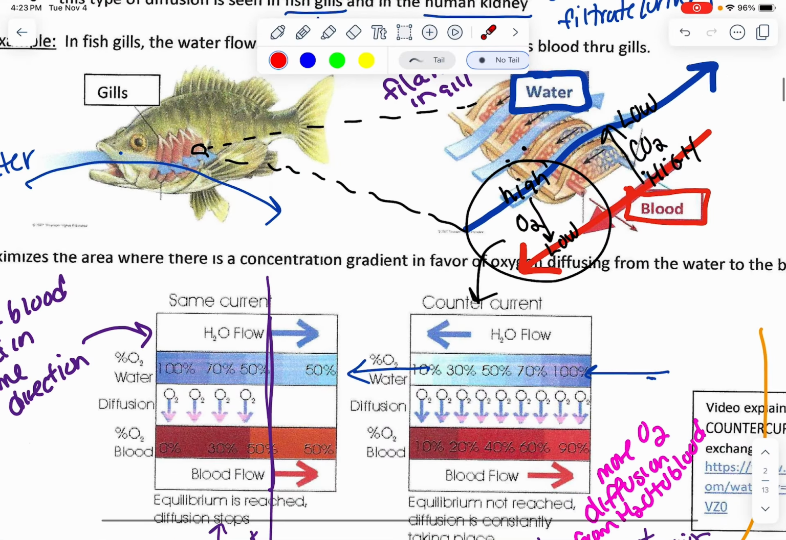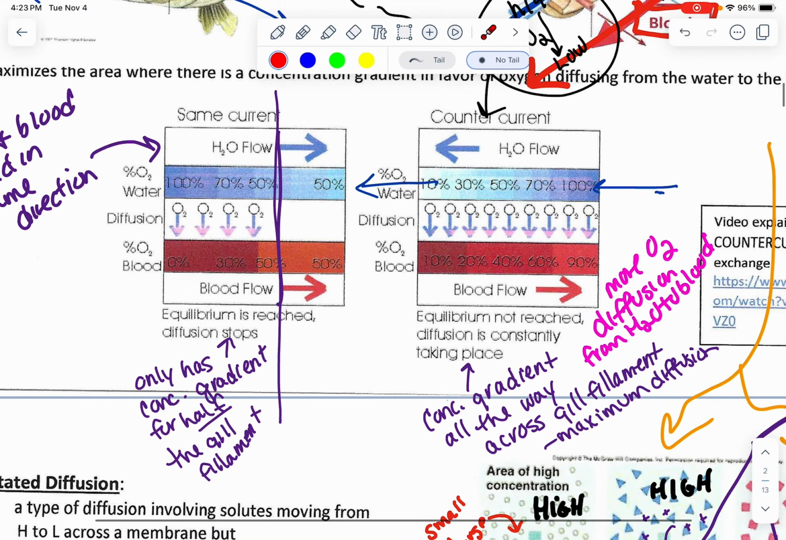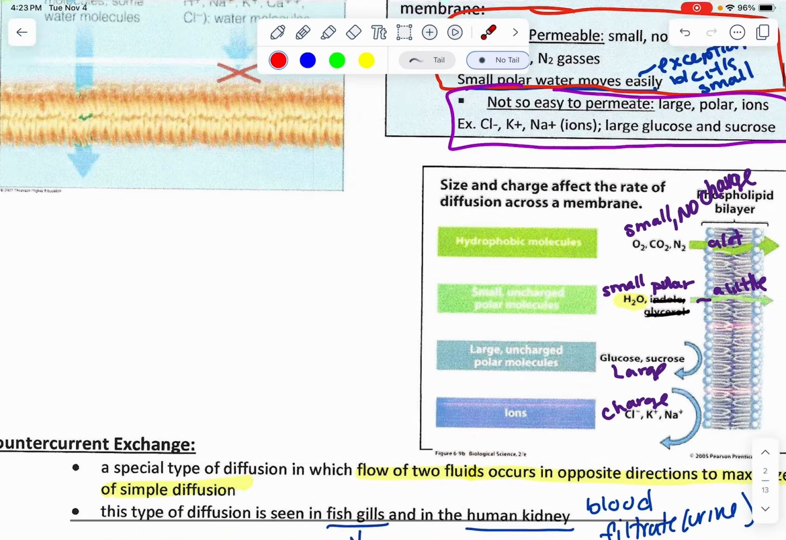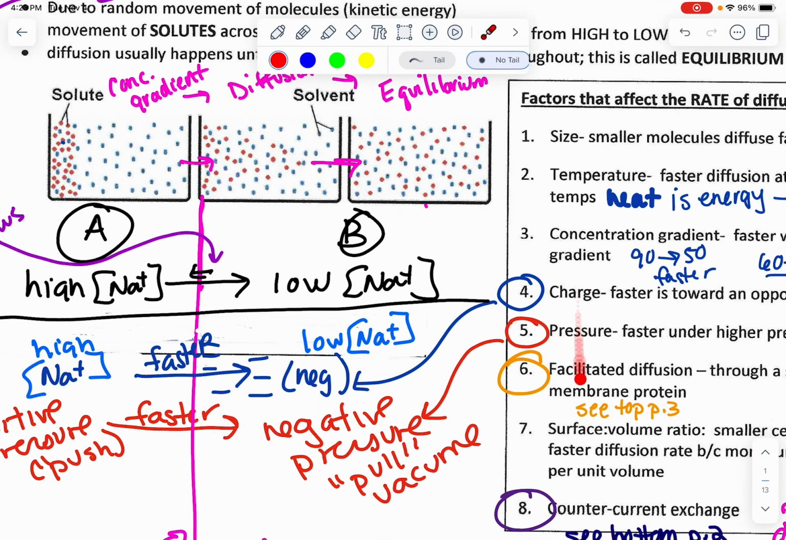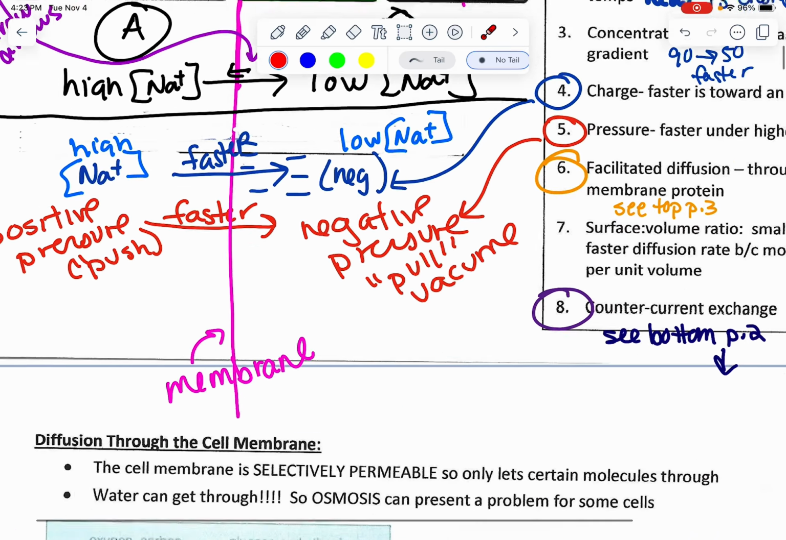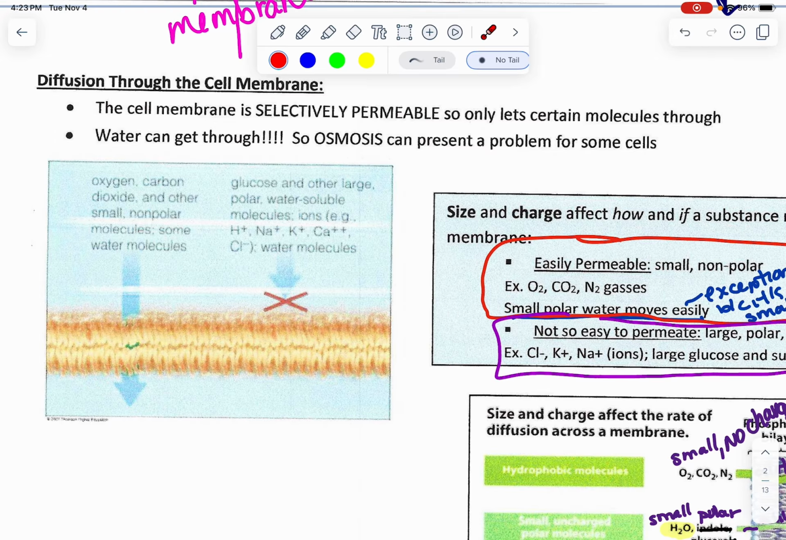One example is in the fish gills, another is in the kidneys. I just want you to know those examples. Okay, so that's countercurrent exchange, which would also speed up diffusion. So these are all things that would make diffusion happen faster. So let's look through, just real quick, at a cell membrane.